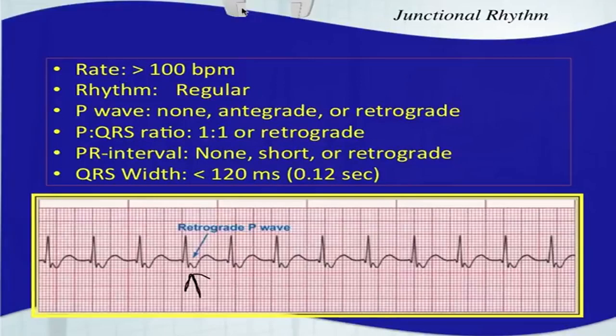So those are your 3 types of junctional rhythms. You have your junctional escape, accelerated junctional, and then junctional tachycardia. The only difference amongst those is the rate. The junctional escape will be 40 to 60 beats per minute. Your accelerated junctional is greater than 60 but less than 100, and your junctional tachycardia must be greater than 100.